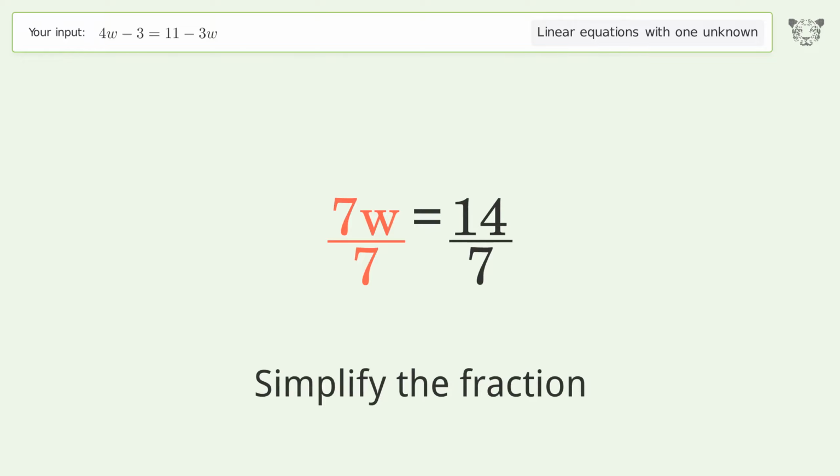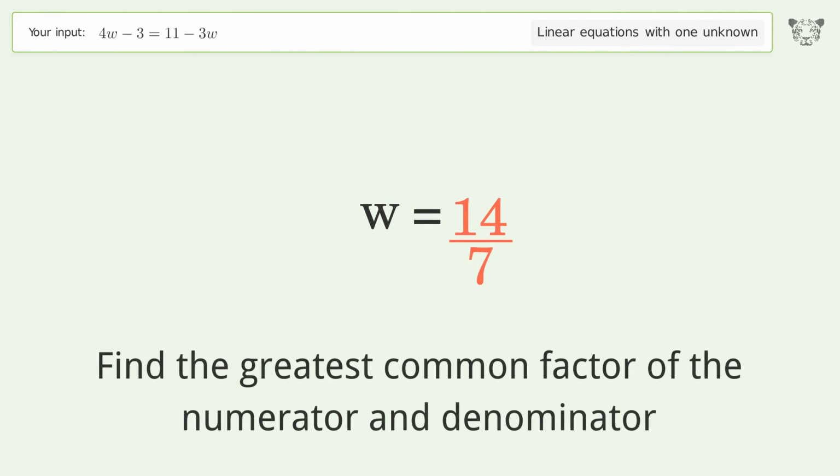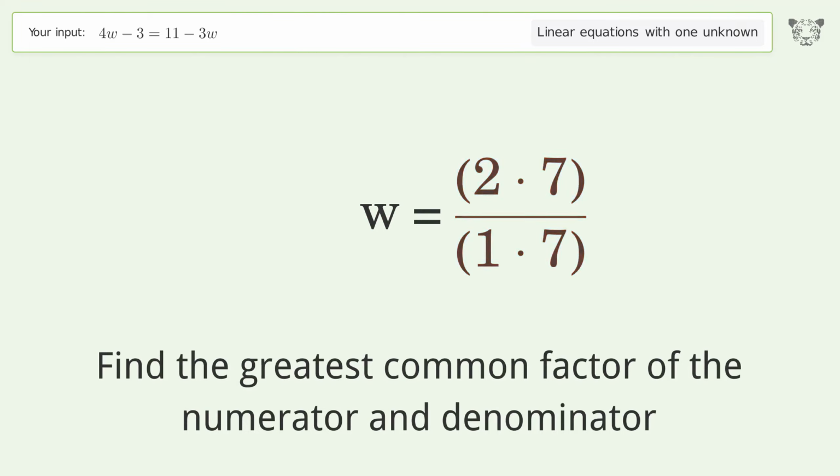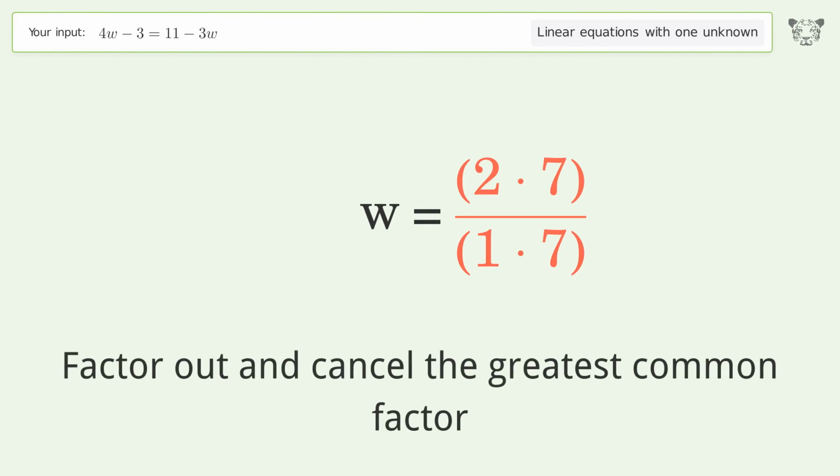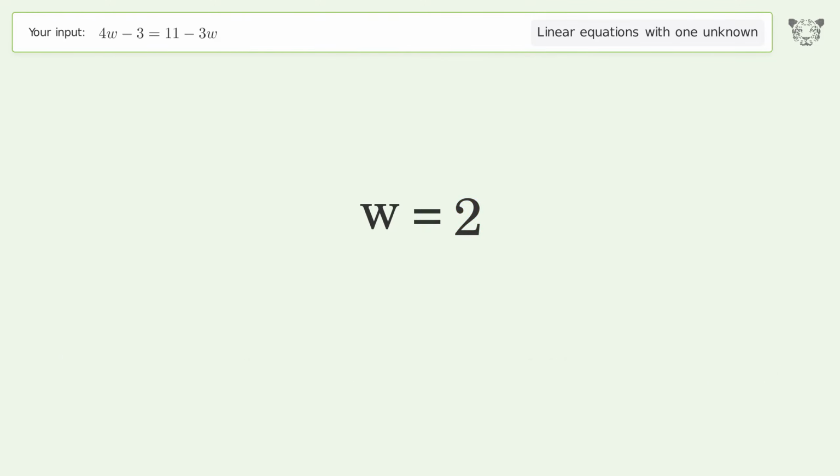Simplify the fraction. Find the greatest common factor of the numerator and denominator. Factor out and cancel the greatest common factor. And so the final result is w equals 2.